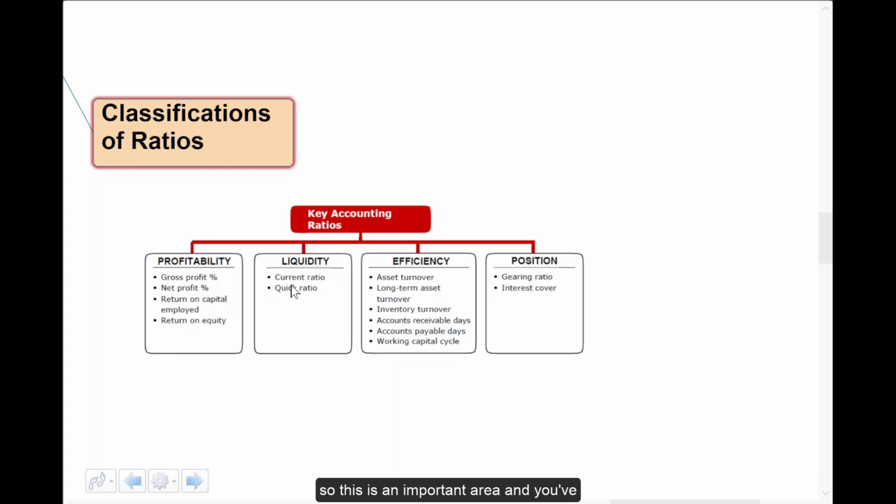So this is an important area, and you've heard me in other areas of the course, not least the cash flow statements chapter, talking about the fact that for some businesses, some would say for all businesses, cash is king. Controlling your cash, knowing that you can pay your debts next week, next month, or in 3 months' time is very, very important.